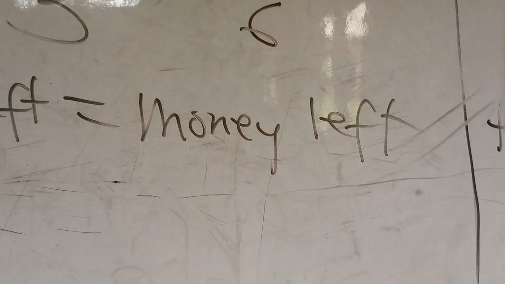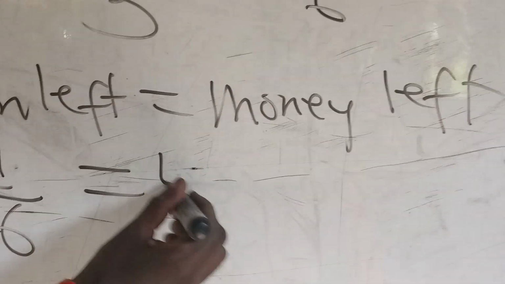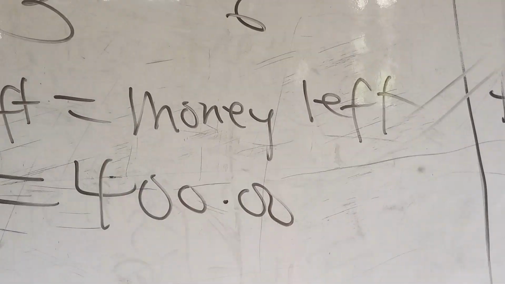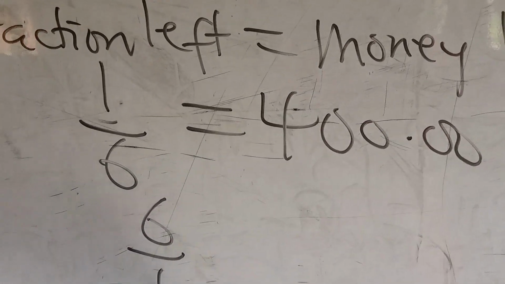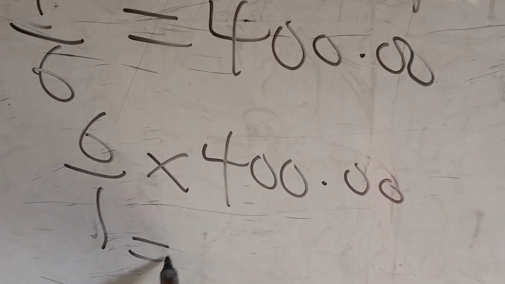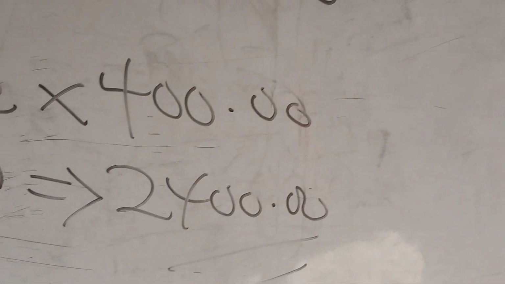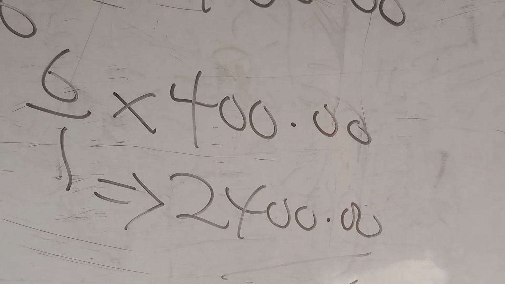So our fraction left here is 1 over 6. And money left is 400 cedis. So you turn this upside down. 6 over 1 times 400 cedis. We are getting 2,400 cedis. You see, we are getting the same answer as the first approach.